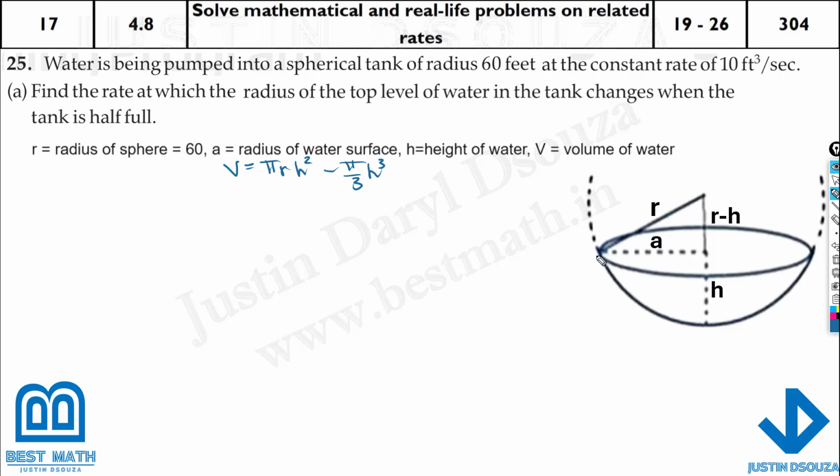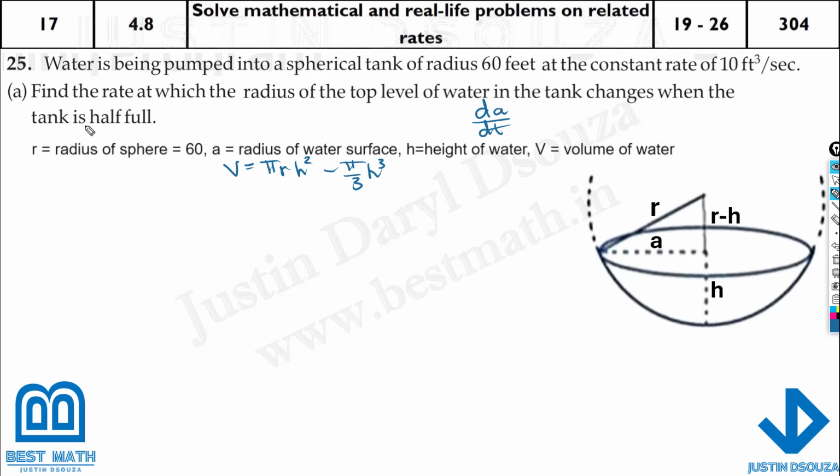Now, what exactly do we want? The rate at which the radius of the top level of the water in the tank changes. So it's basically this radius. I'm not going to write R because we already know the radius of the sphere is R. So A is considered. We need A, dA by dt. Or you can consider this to be X. Absolutely fine. Up to you. That rate change with respect to time is required.